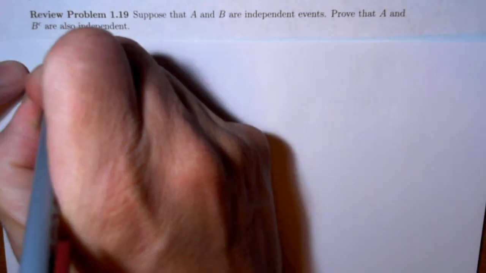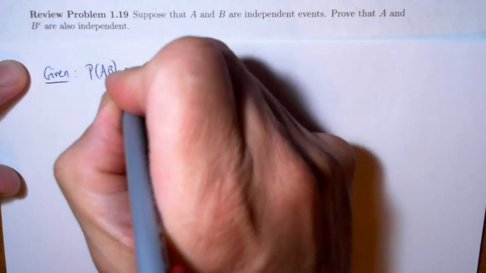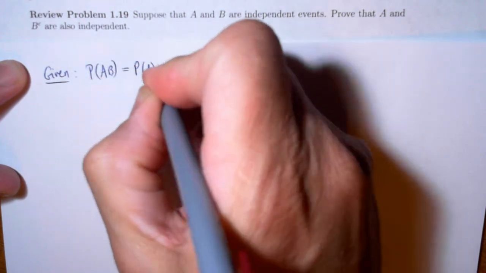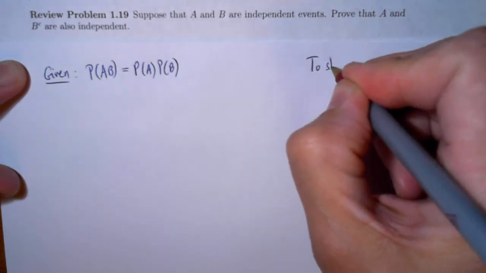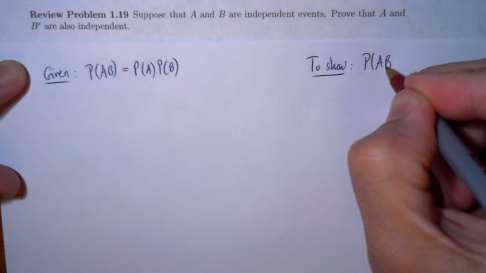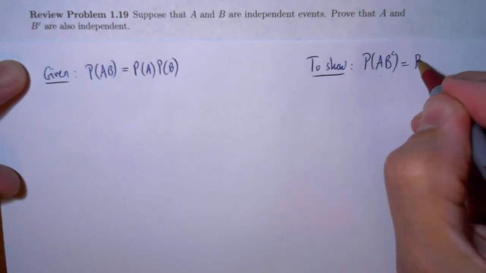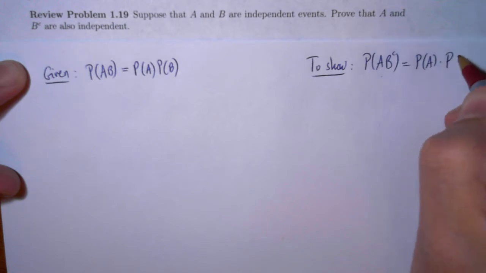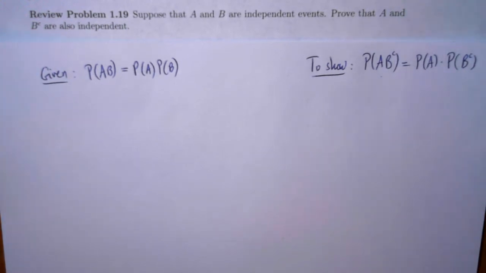So what's given is that the probability of A and B is equal to the probability of A times the probability of B. And what we want to show is that the probability of A intersect B complement is equal to the probability of A times the probability of B complement. So that's the idea of where we want the proof to end.